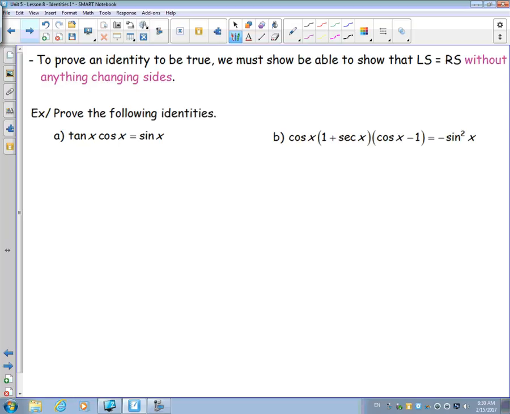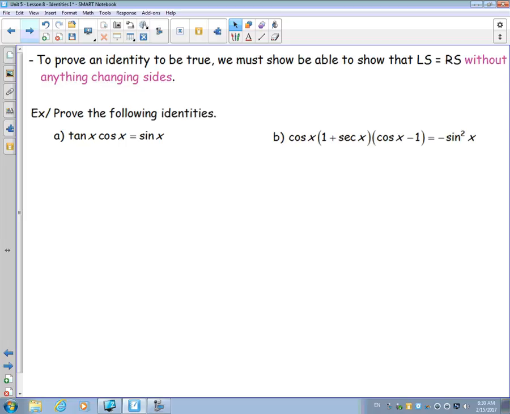Okay, to prove an identity must be true, we have to show that the left side equals the right side, but you can't change sides. You can't move things from left to right or vice versa. Where they start is where they end. So I want to prove the first one. And we're going to do this using sines and coses and tans. We can add fractions, subtract fractions. We can factor, we can FOIL. We just can't move things from left to right.